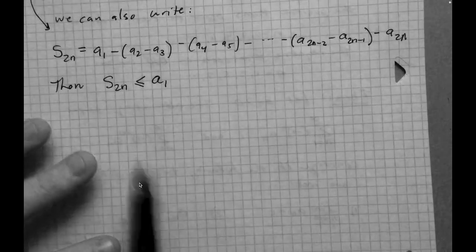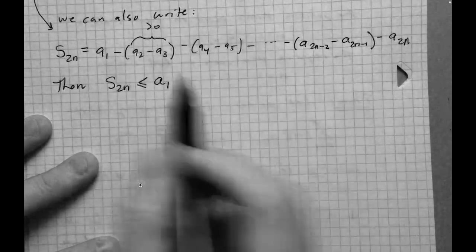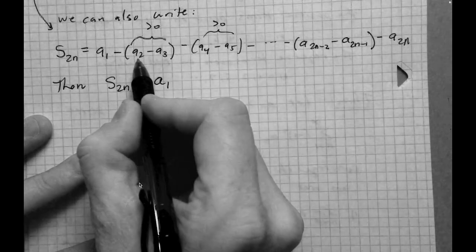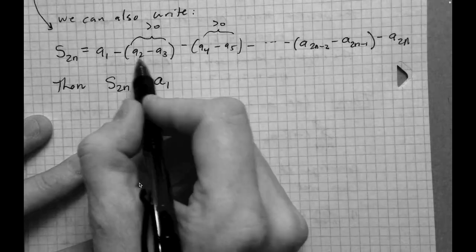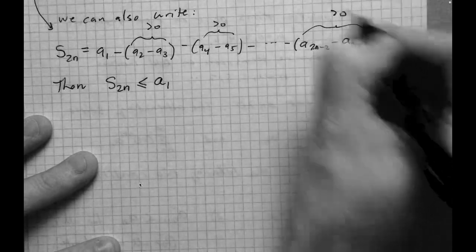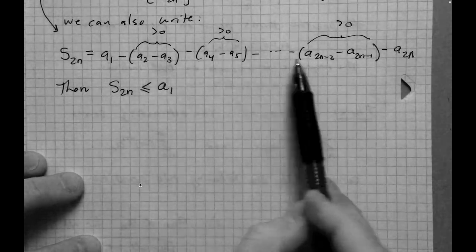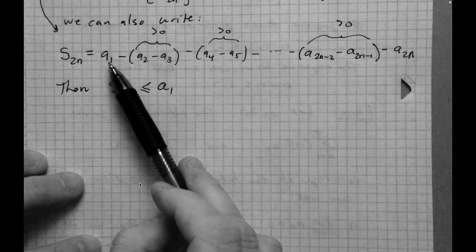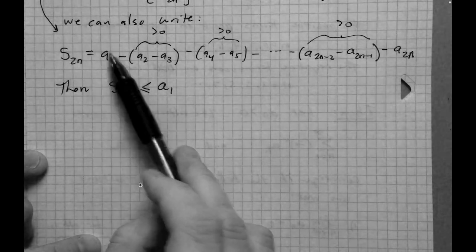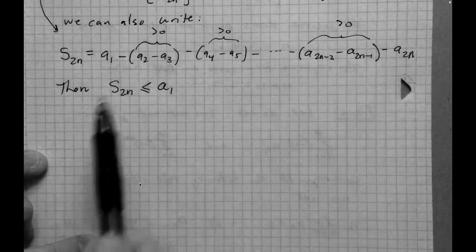Okay, now why is that true? Well, again, this is greater than 0, right? Same thing here, because a3 is smaller than a2, so when I subtract it, I'm going to get a positive value. Same here, same there. Those are all positive quantities, and I'm subtracting positive quantities from a1, right? So S2n is naturally going to be less than this thing, because it's equal to this thing minus all this other stuff.